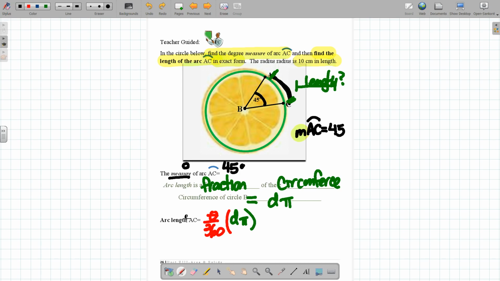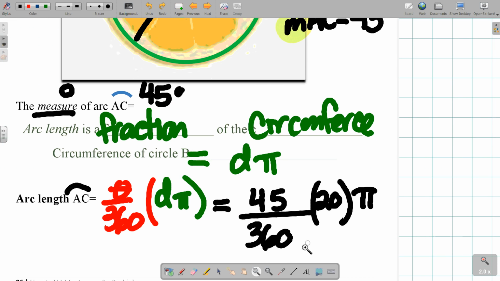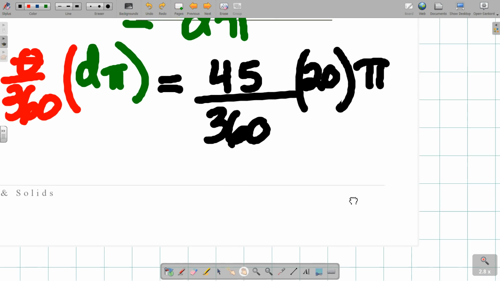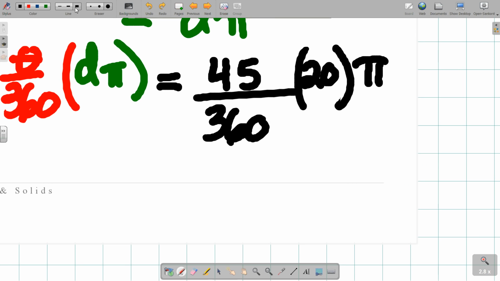If I wanted to find the length of AC, my theta is 45 over 360. My radius is 10, which would mean my diameter is 20. And then pi. Challenge yourself. It's an exact radical form. Challenge yourself to do this as much as possible without a calculator. Okay, let me show you some of the tricks to do that. See the zeros? If I have a zero in the numerator and the denominator, you can simply pretend they're not there.